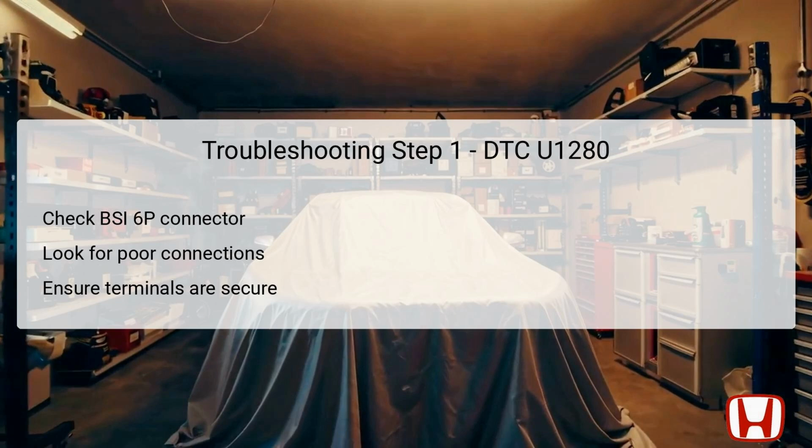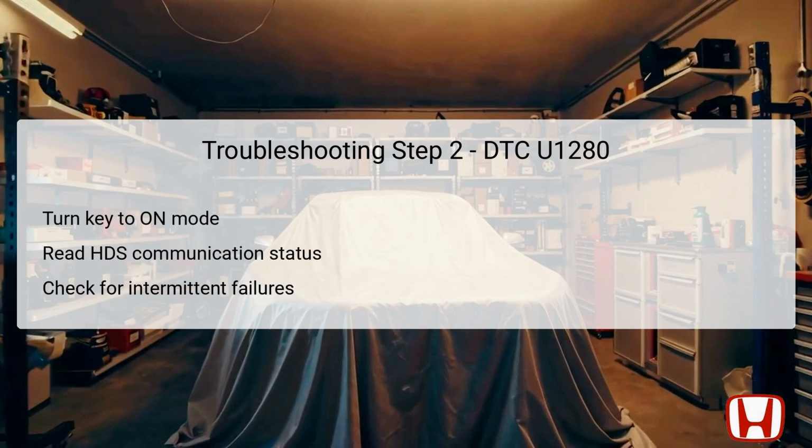If the BSI radar unit 6P connector checks out, you will proceed to the next step in the troubleshooting process. However, if any issues are found during this inspection, they should be repaired or reconnected securely to rectify potential communication problems. In the second troubleshooting step for DTC U1280, the vehicle should be turned to the on mode to allow for the Honda Diagnostics system to initiate communication.